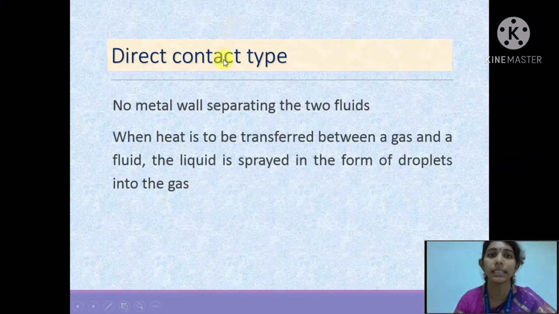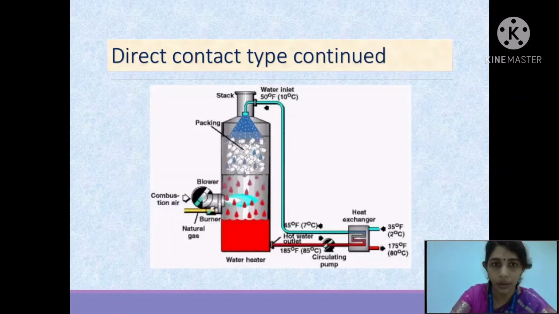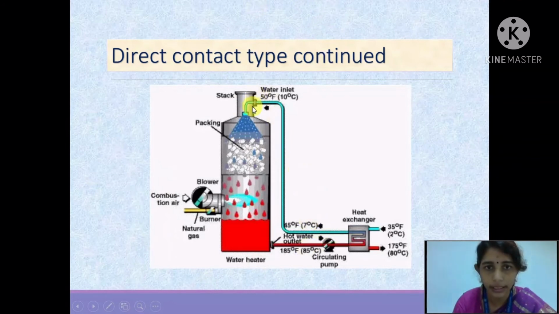The next is the direct contact type. In this type, there is no metal wall separating the two fluids. In other words, both fluids get mixed with each other and as a result, heat is transferred. Now looking at this figure, you can see there is a simple water heater. Water enters at 10 degrees Celsius. It comes here. Combustion air is forced in this direction and this air moves in the upper direction.